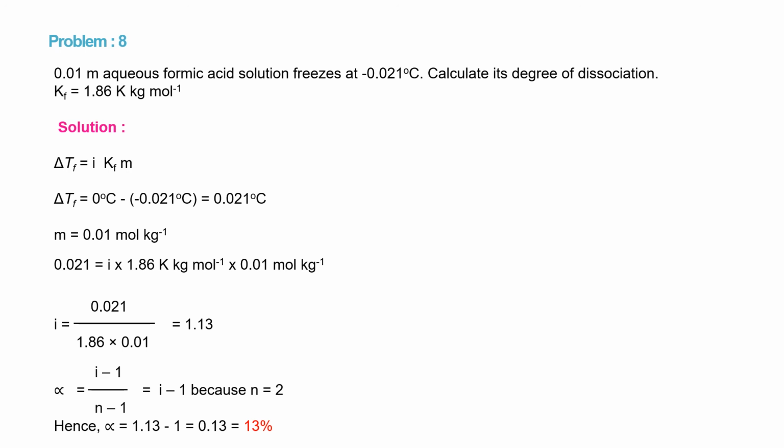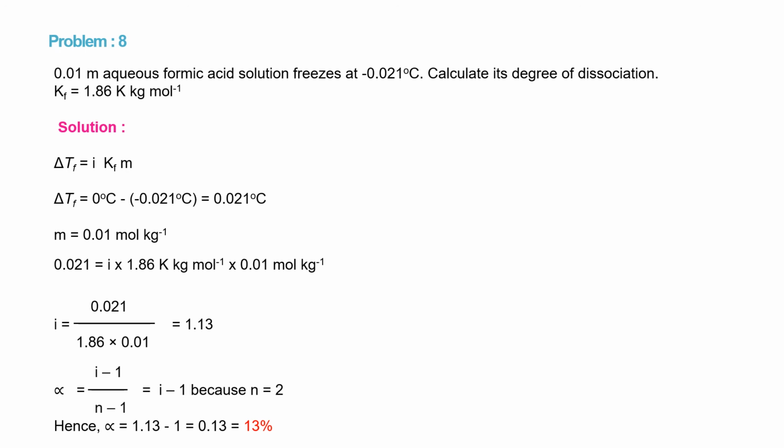Now delta Tf is what? In this case, aqueous formic acid solution, you know water freezes at 0 degree Celsius. So delta Tf is what? 0 degree minus 0.021 degree Celsius, which is equal to 0.021 degree Celsius, or you can write 0.021 Kelvin also. That is one and the same.